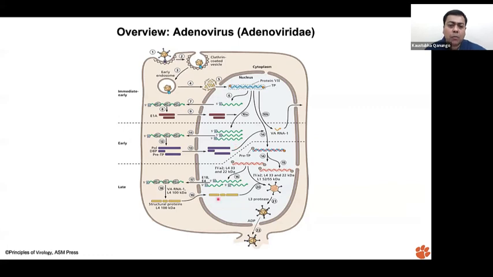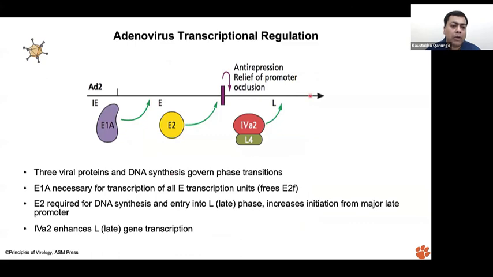And here, one of the most important points: the E1A protein controls the transcription of the early genes, whereas the proteins 4A and L4 control the expression of the late genes. That is the essence of the control, and that's what we are looking at here. So you can see right here the temporal arrangement of the adenovirus genome.